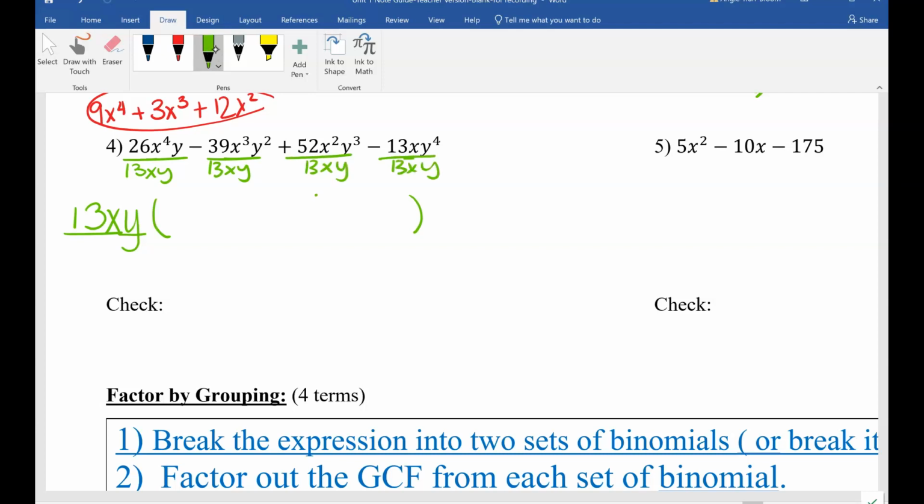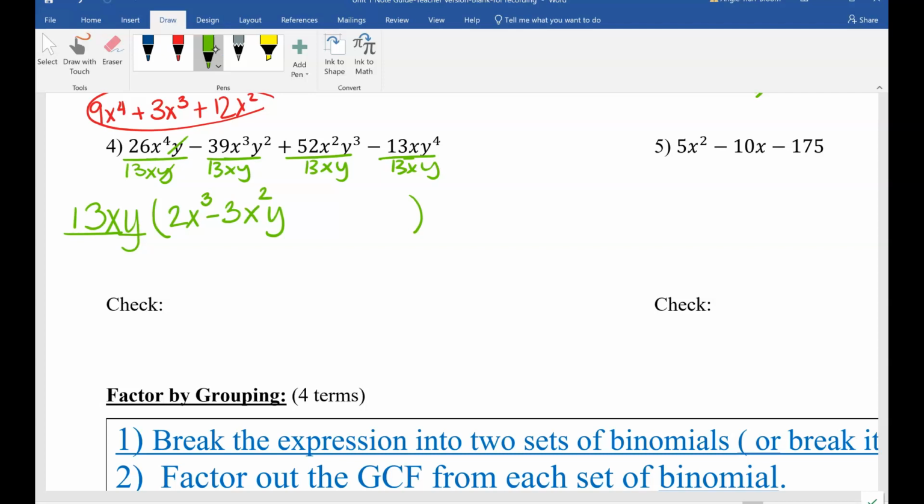Okay, now earlier we kind of wrote it out, so we know 26 divided by 13 is 2. X to the 4th divided by x. I mean, there's 4 x's on the top, 1 x on the bottom, so now you should have 3 x's left. Y's and y's already cancel. This one's going to give us 3. There are 3 x's on the top, 1 x on the bottom. We should have x squared left. 2 y's on the top, 1 y on the bottom. We should have 1 y left.